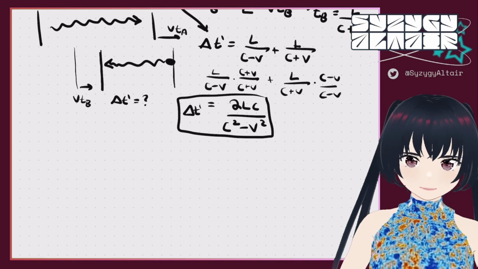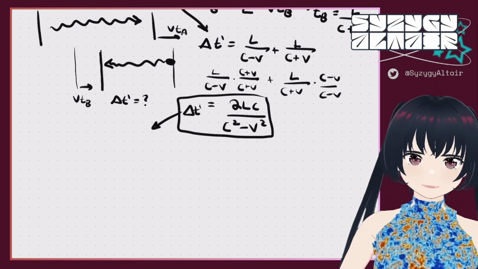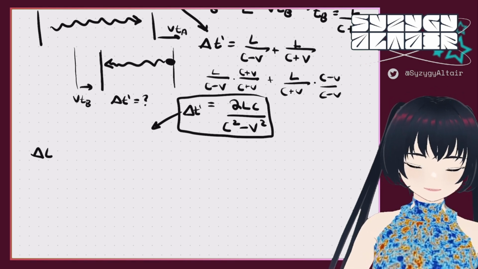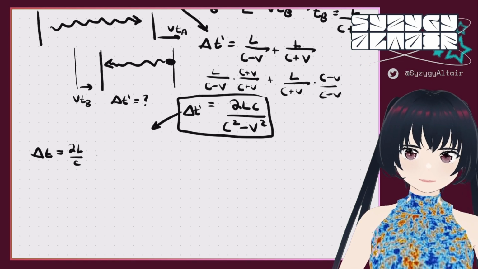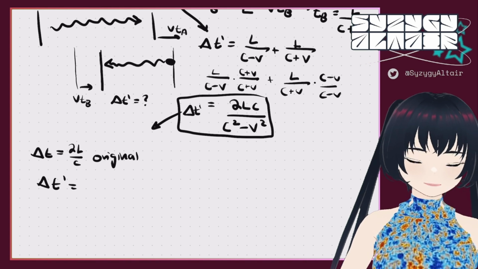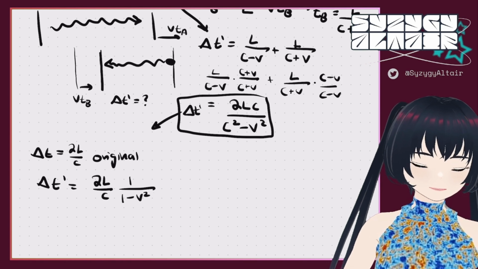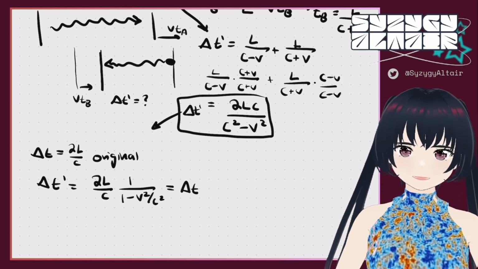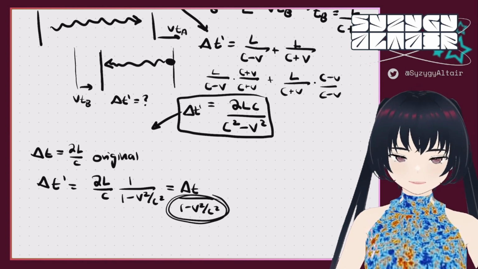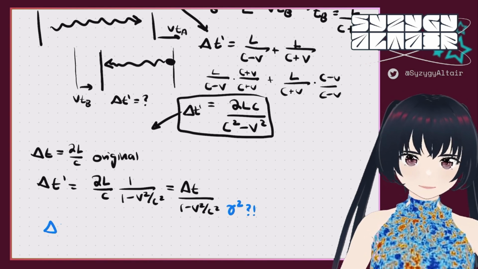But we can simplify this even further. Similar to what we did before, we can identify the original time that the clock would take if it was at rest relative to us. That would be delta t is equal to 2L over c. We can now take this out of our expression to get delta t prime is equal to 1 over 1 minus v squared over c squared, times delta t. This looks similar to what we had for the transverse light clock, but this factor here isn't quite the gamma factor. Specifically, this is gamma squared. So now delta t prime is equal to gamma squared delta t.